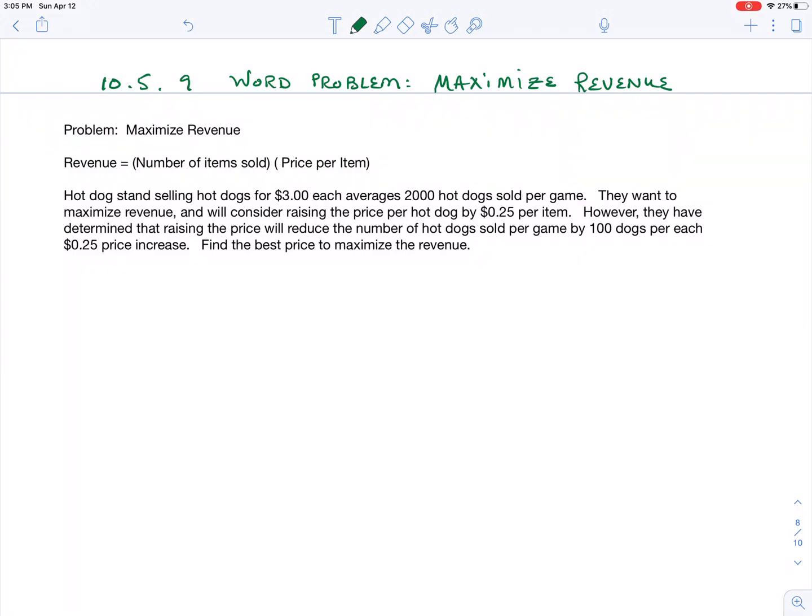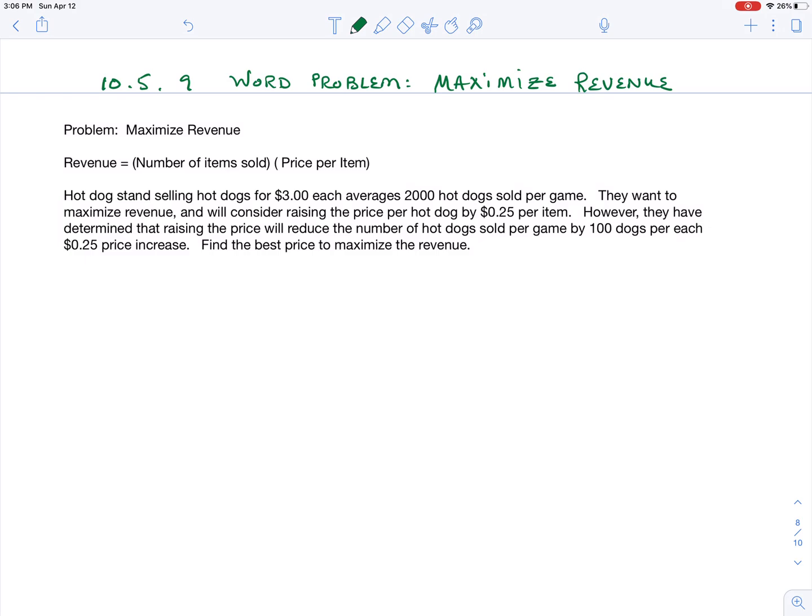We're working in section 10.5, which is working with parabolas. And we've spent a lot of time talking about finding zeros and finding the vertices of these various parabolas, and how this vertex can be a maximum point if the parabola opens down or a minimum point if the parabola opens up. So now we're going to put that into practice by actually looking at two types of word problems.